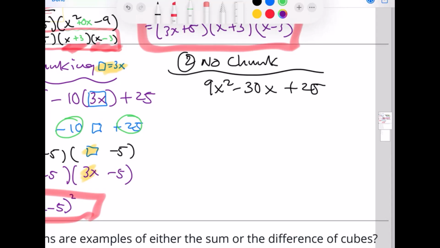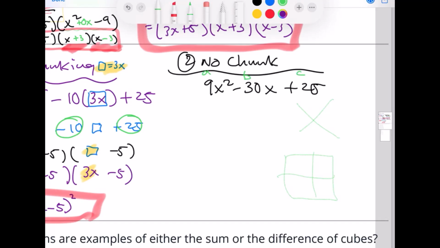Let's do it over here. I have my x in my box. And let me pull up my calculator. That's how fun this problem will be. And I'm going to do 9 times 25, which I think is going to be 225. Okay, 225. So just to recap, this is your A, B, and C.